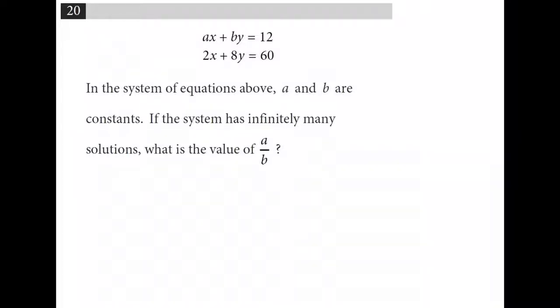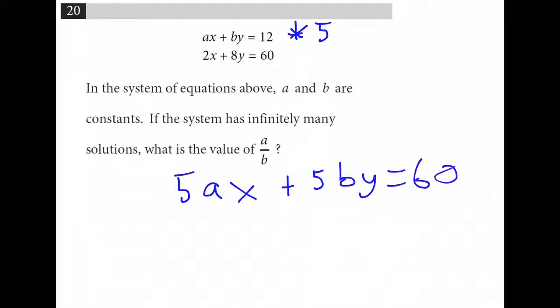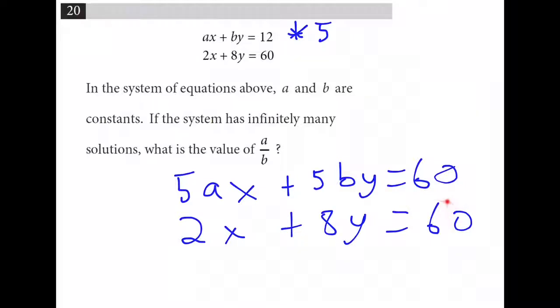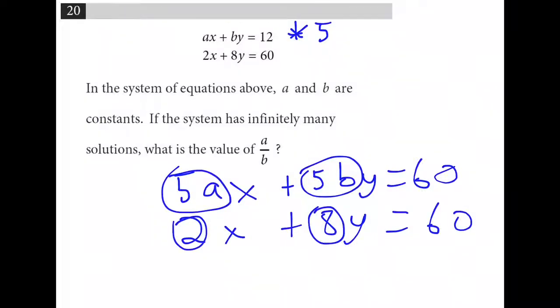So the first step we can take is fixing that 12 is not equal to 60. So we can take this top equation and multiply the entire thing by 5, and that gives us 5ax plus 5by is equal to 60. And if we put that right next to 2x plus 8y is equal to 60, we see that here on the right they are equivalent. And here on the left there's an x, there's an x, there's a y, there's a y. So 5a here has to be equivalent to 2, and 5b has to be equivalent to 8.